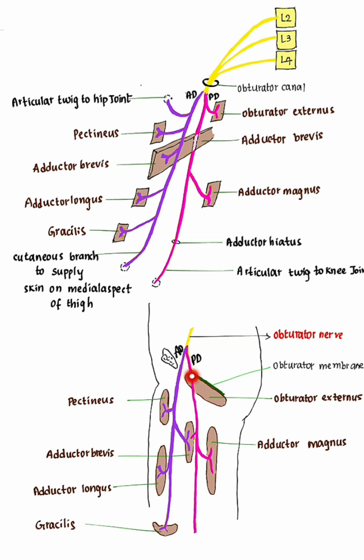Posterior division enters thigh by piercing anterior part of obturator externus. It then descends by passing behind adductor brevis and in front of adductor magnus. Posterior division supplies obturator externus, adductor brevis, adductor magnus. Its terminal part forms articular branch called genicular branch, which supplies knee joint. Adductor brevis is supplied by both anterior and posterior divisions.